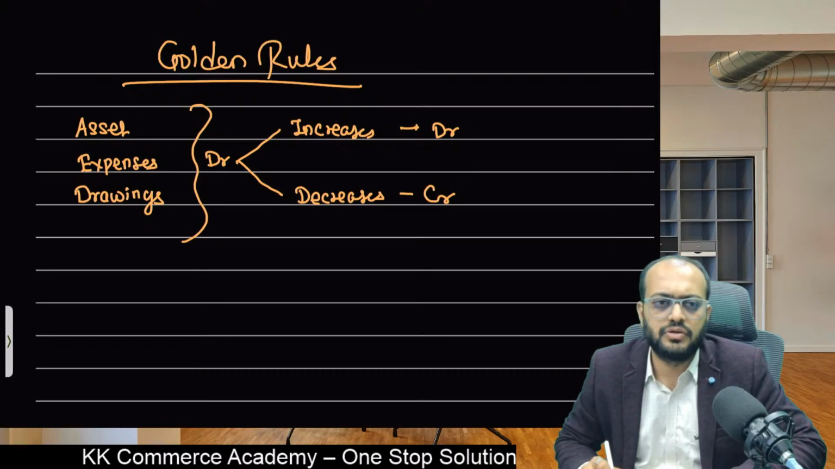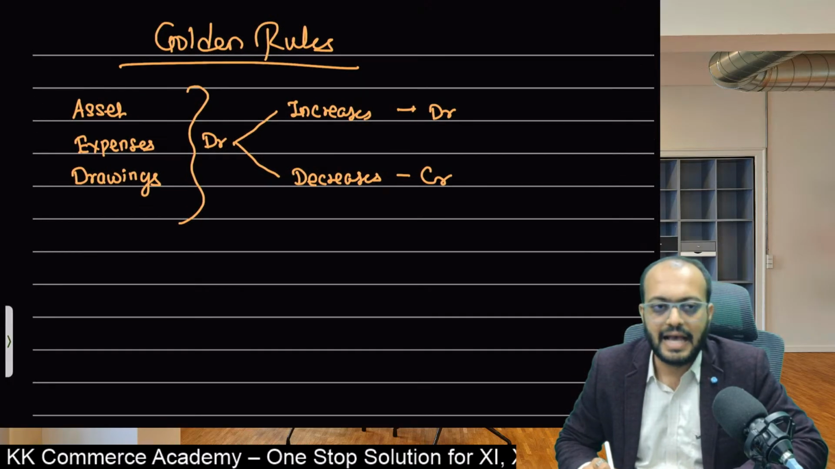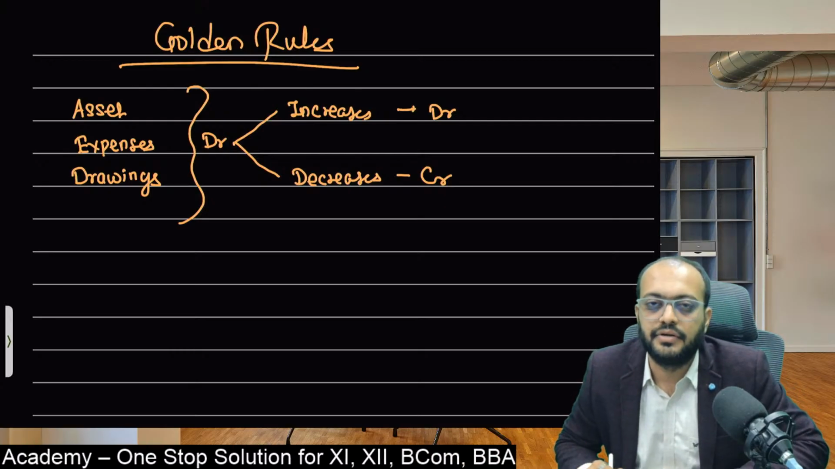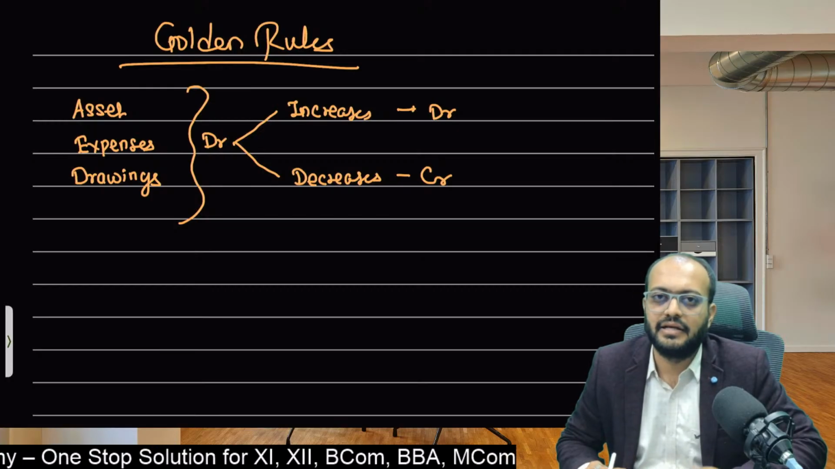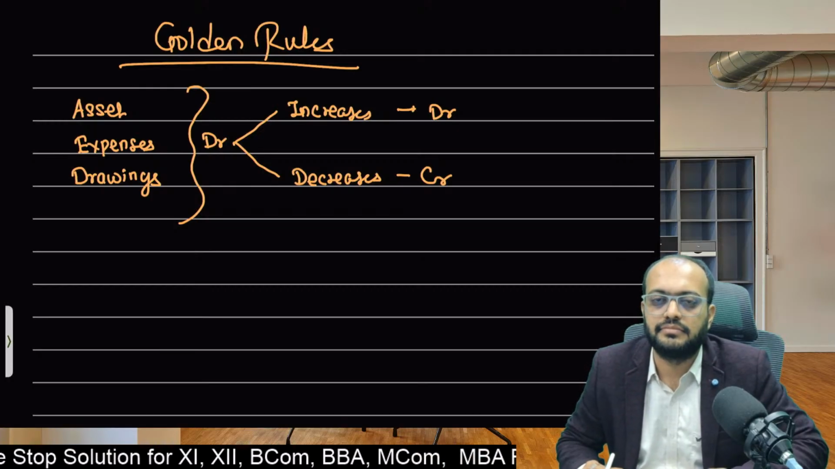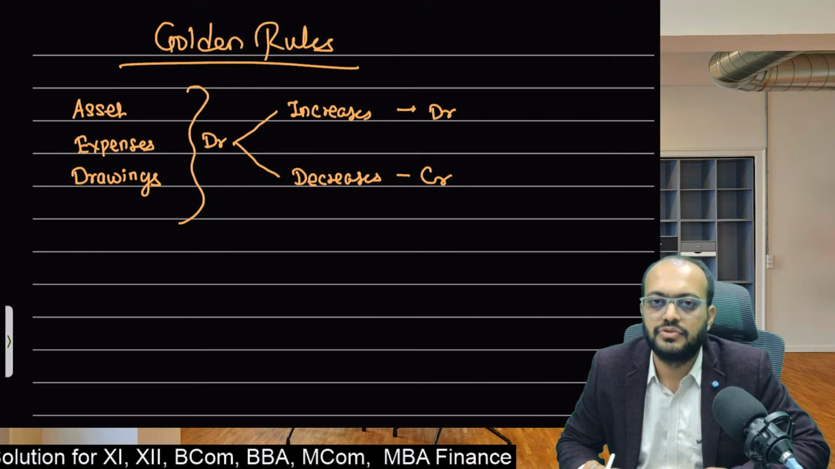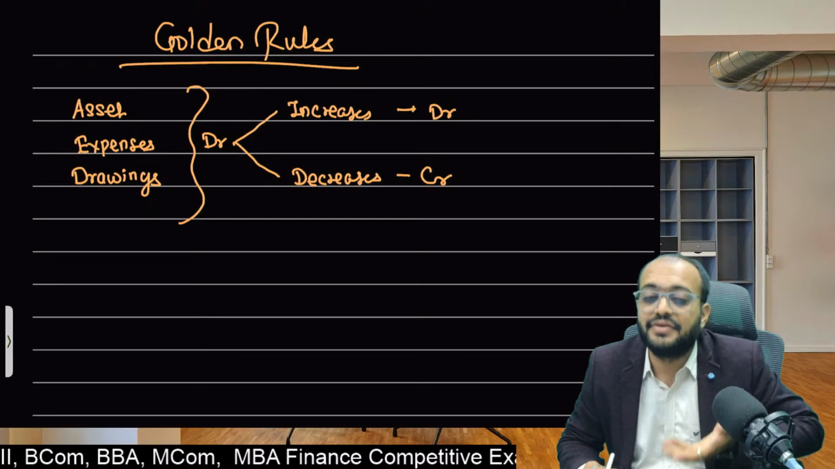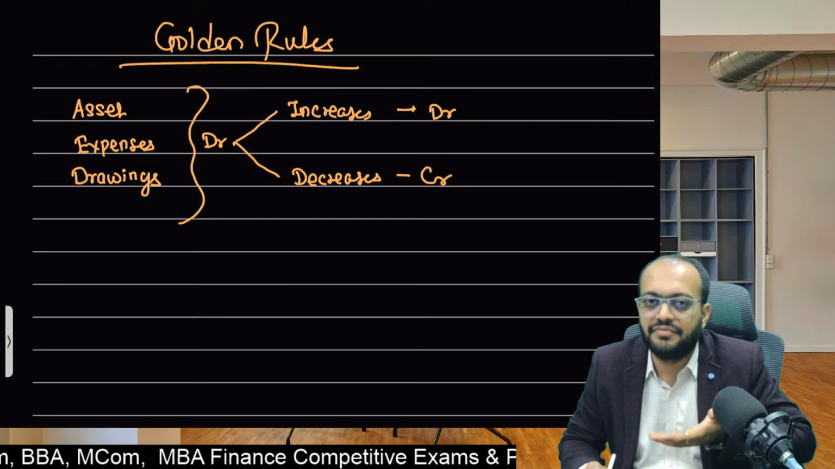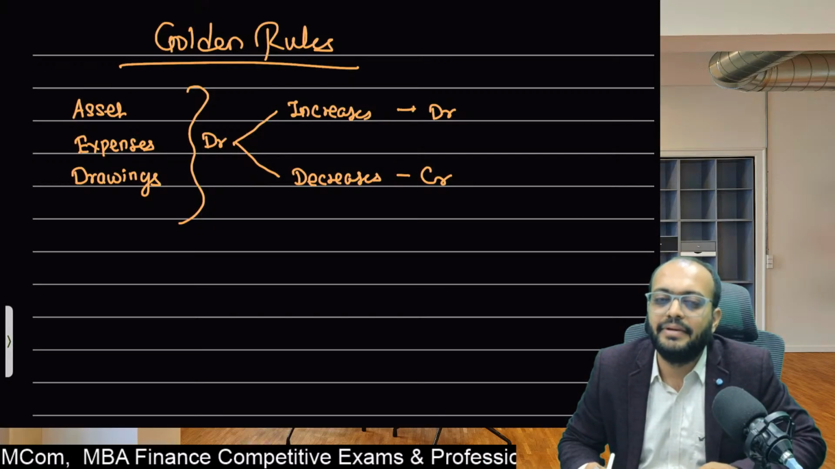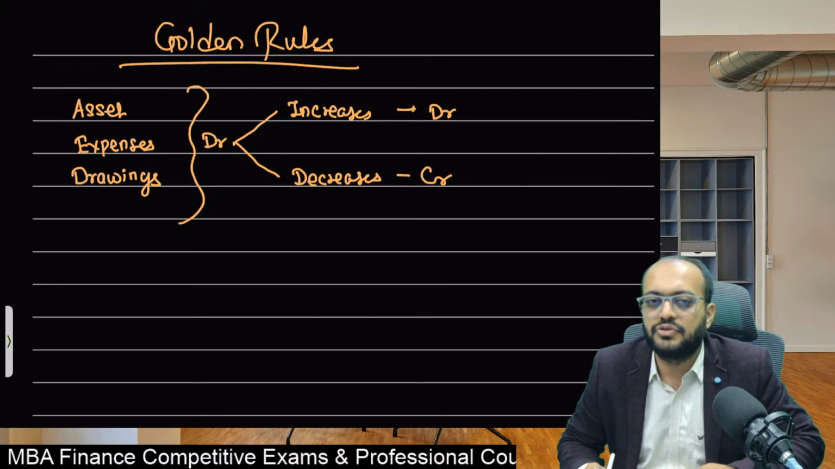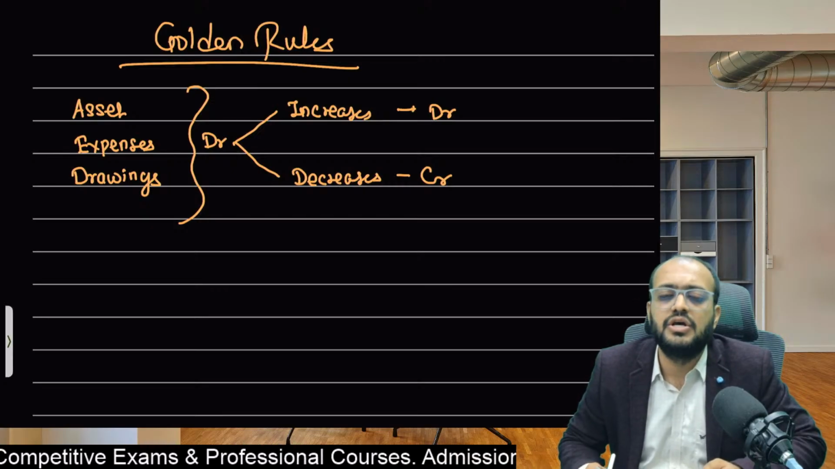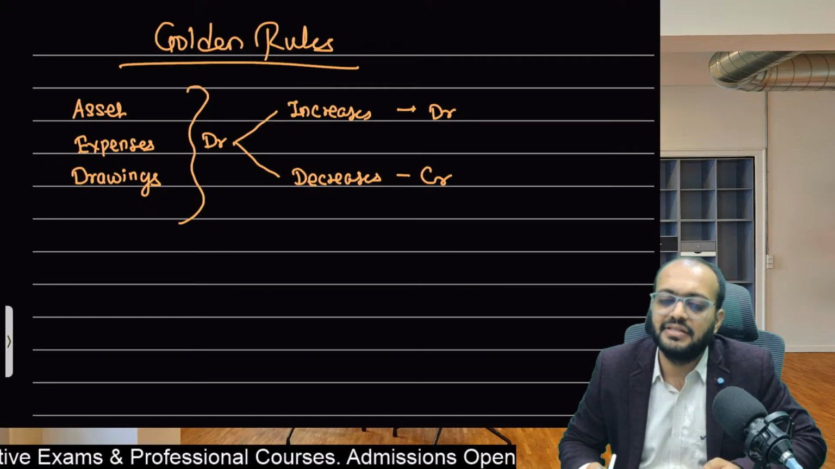So for example, asset. Asset means property which we own. Say for example, I have a building, my car, my bungalow, land, jewelry, whatever. These all are assets. If these assets increase because of the transactions, we have to debit them. The same in case of expenses. If we are paying rent, salary, or interest, and expenses are increasing, then we have to give debit.